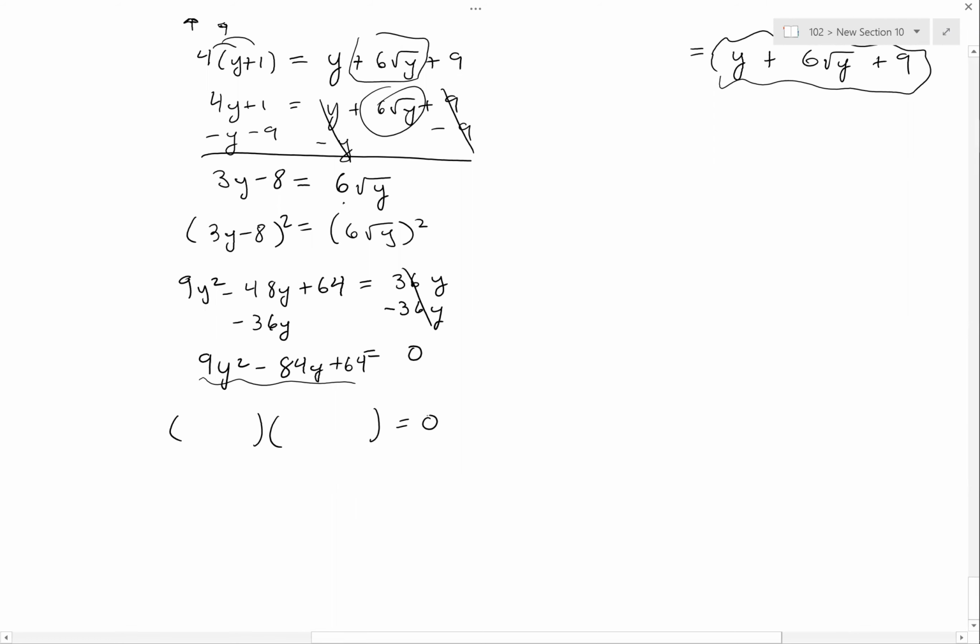So in general, I would use the AC method for this. There is no GCF, right? 9 only has the factors 3 and 3. 64 is not divisible by 3, so the GCF here is 1. So using the AC method would be a little bit painful, but maybe pause it, give it a try, see if you can figure out what to multiply to give you this.